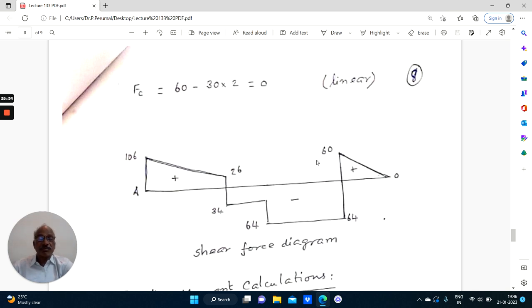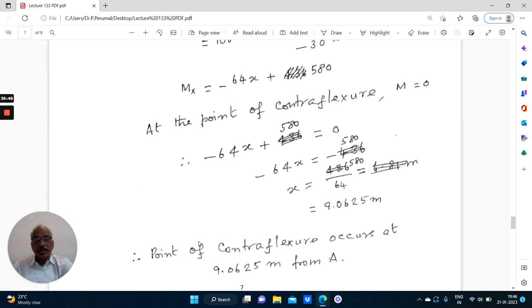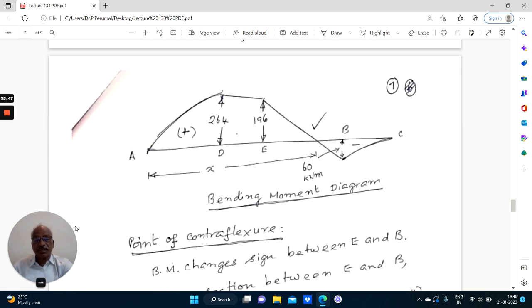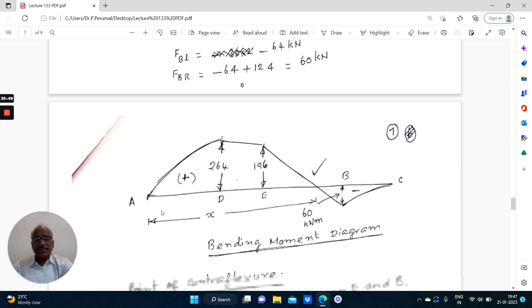Or you can come from this side also. You have to connect these two because RB is 124 up. So that is about the shear force diagram. I hope the viewers will be clear about the concept, right? So next is that of bending moment.